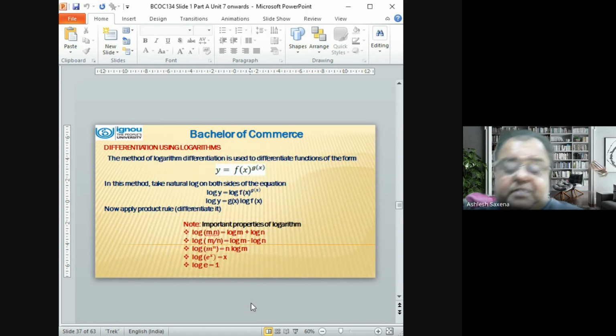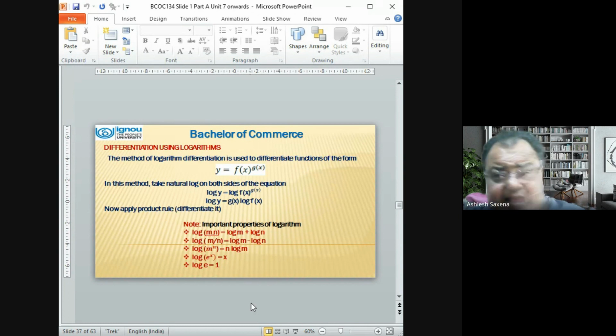Now, differentiation using logarithm. Logarithm is applied basically where the powers cannot be reduced. Now we will see how powers cannot be reduced. But where are the problems where the powers cannot be reduced? Anything which can be written as y is equal to f(x) raised to the power g(x).